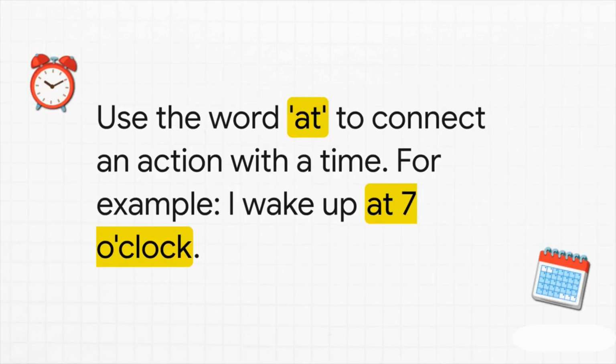Here's the secret to connecting an action with the time. It's one tiny but super important word, at. For example, you could say, I wake up at 7 o'clock. Or maybe I eat lunch at 1 o'clock. See? You could say you finish work at 5:30. Or you go to sleep at 10:45. You can literally map out your entire day using at.